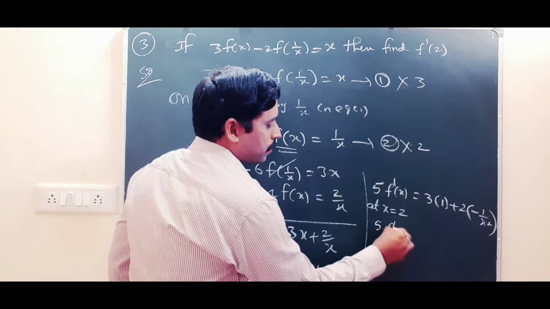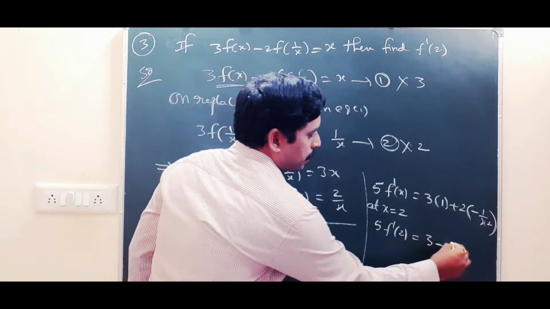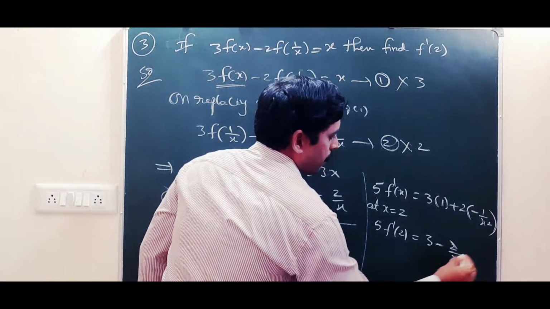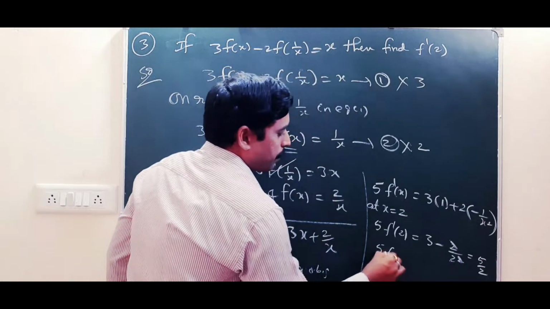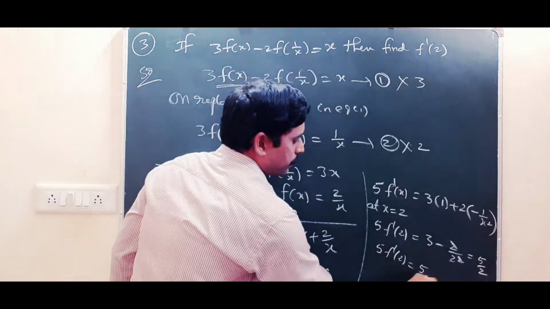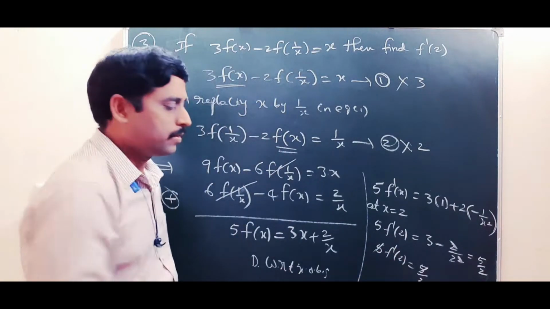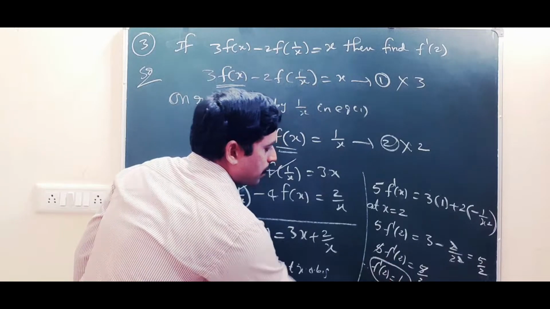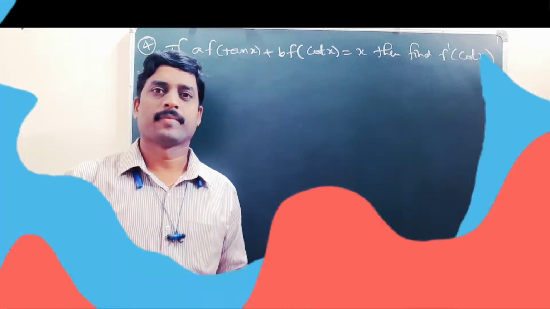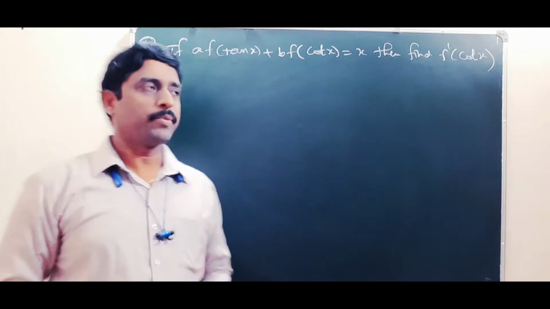So 5 f dash of 2 equal to 3 minus 2 by 2 square. So 3 minus 1 by 2, it will be 5 by 2. 5 into f dash 2 is equal to 5 by 2. Both sides 5 get cancelled. Therefore f dash of 2 equal to 1 by 2. So the answer is 1 by 2. Okay, let us go to the next problem.